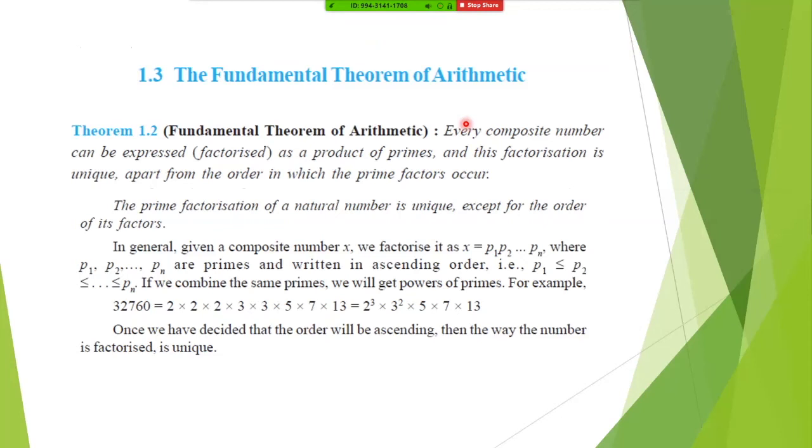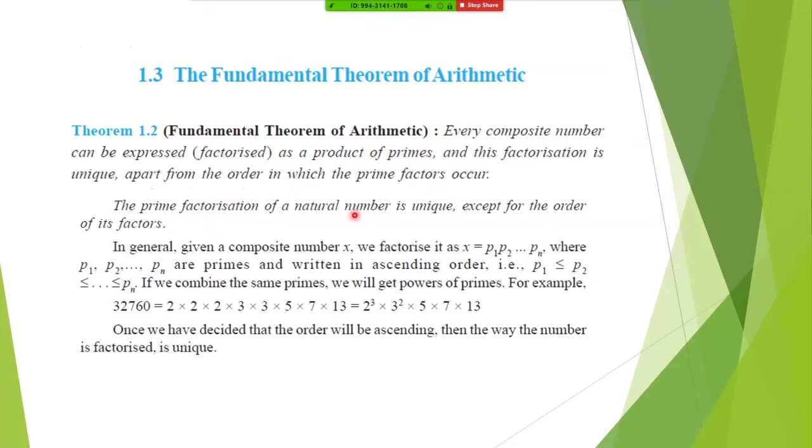Fundamental theorem of arithmetic. Nothing but everything is fundamental only. So it says that any composite number can be expressed as a product of primes. So that actually means we find out the prime factors by factorization. That's what they say, that every composite number can be expressed as the product of primes.